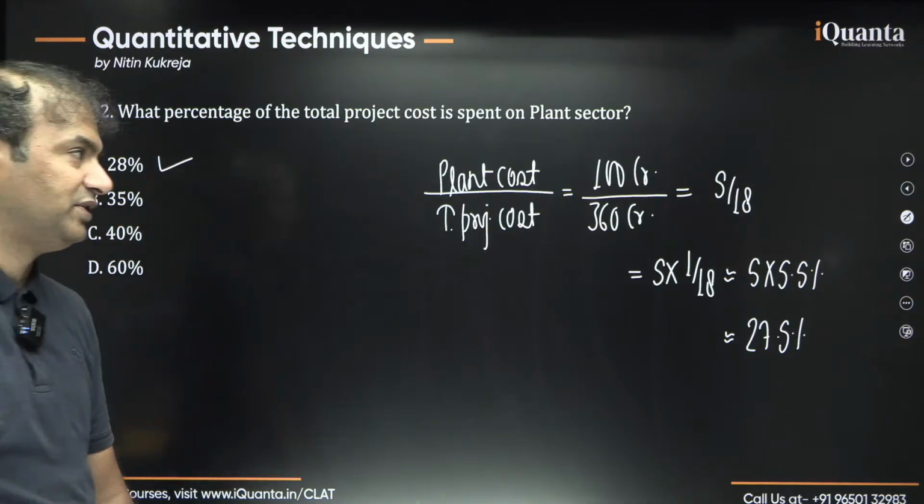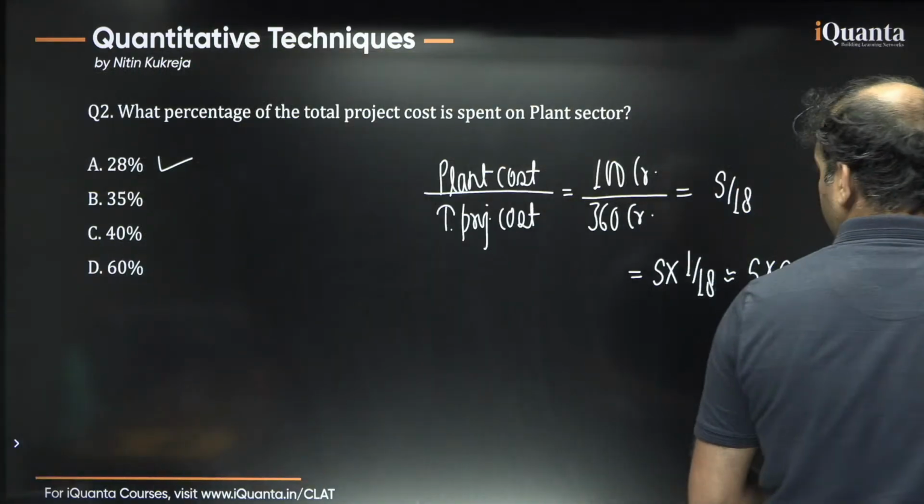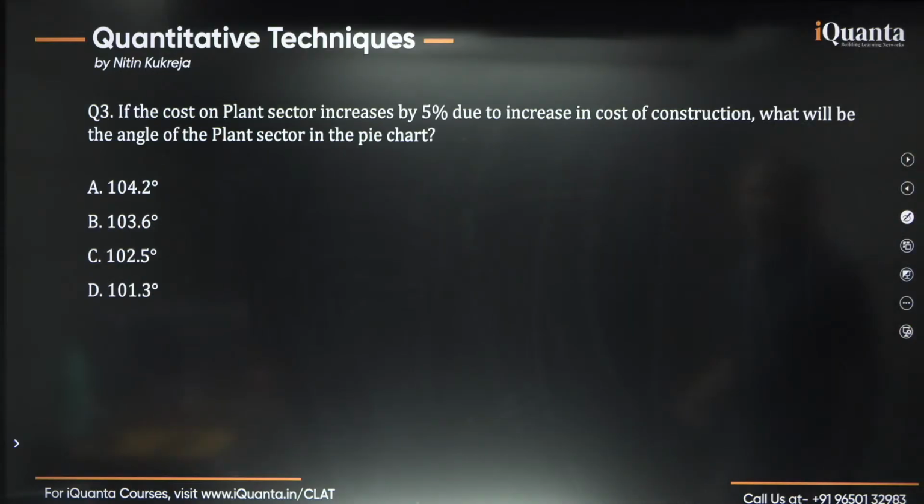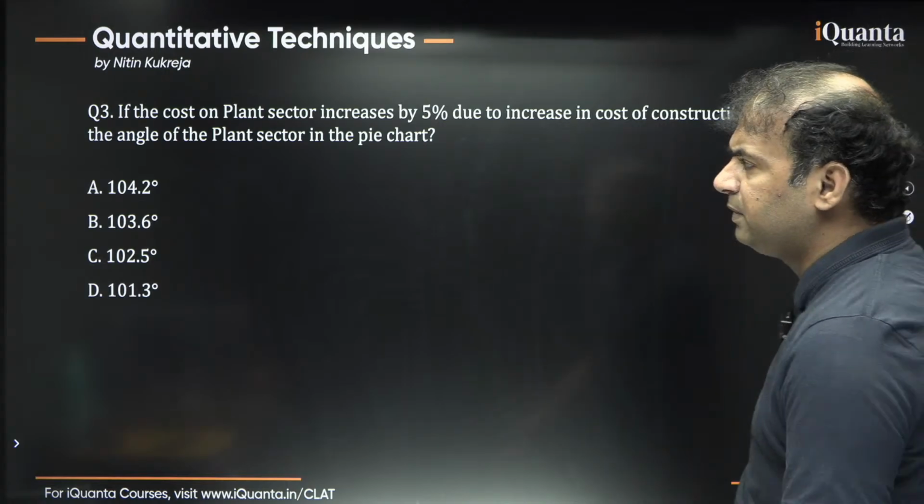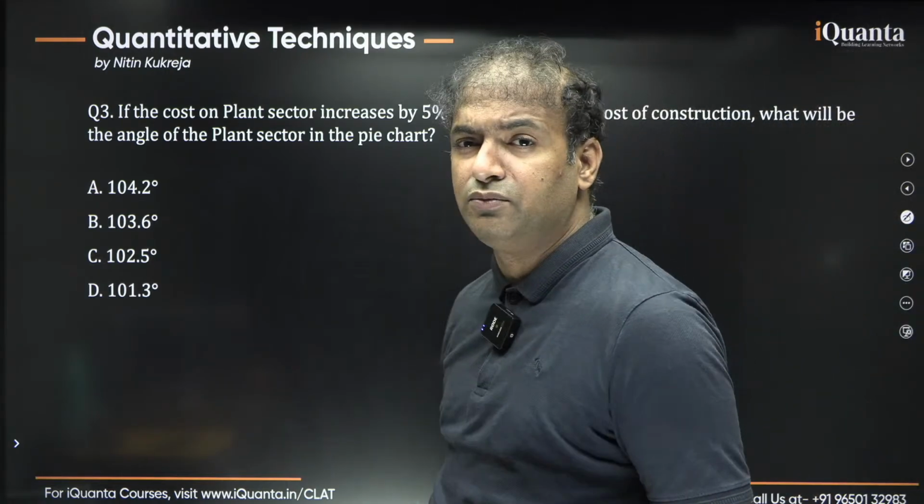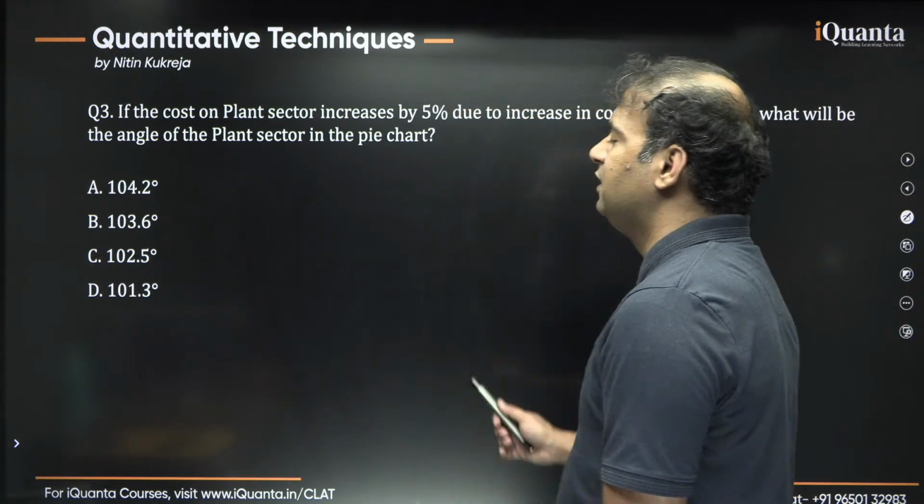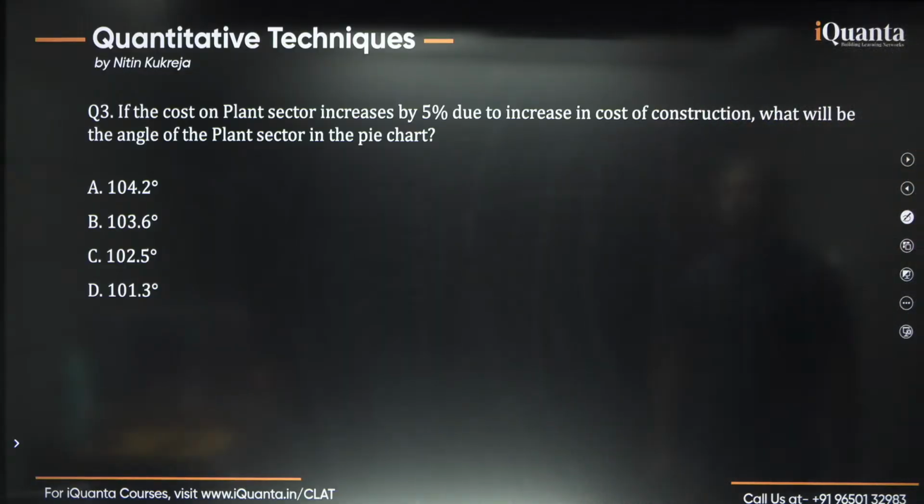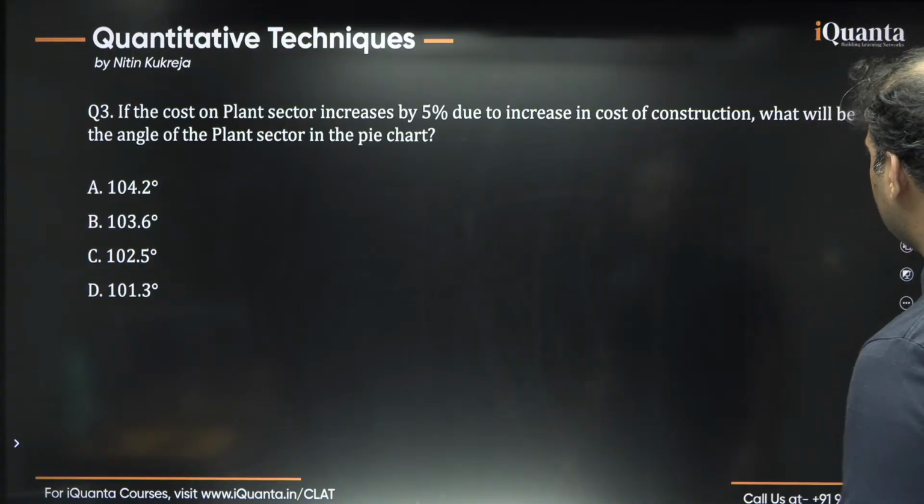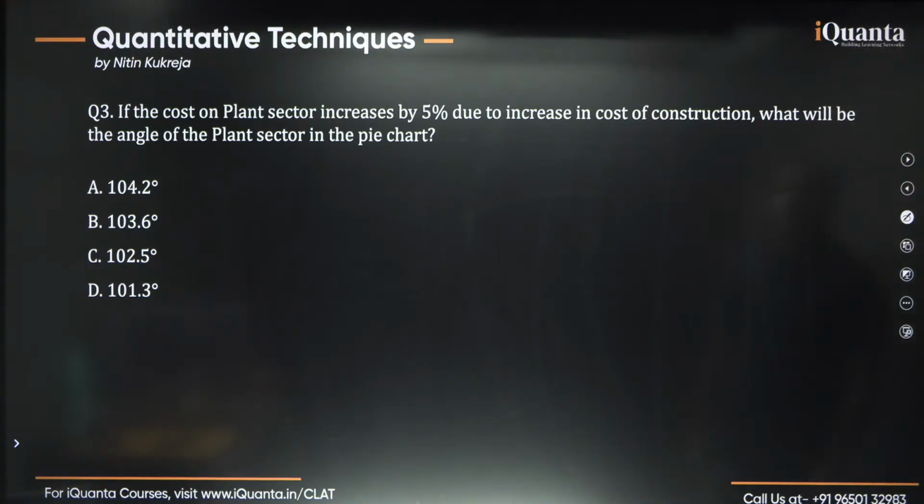All right. So that was question number 2. Let's move to question number 3. Now, this question is slightly challenging. Let me solve this for you because it's comparatively more difficult and challenging than the last 2 questions as well. So, the question says that if the cost on the plant sector increases by 5% due to the increase in the cost of the construction, what will be the angle of the plant sector in the pie chart?